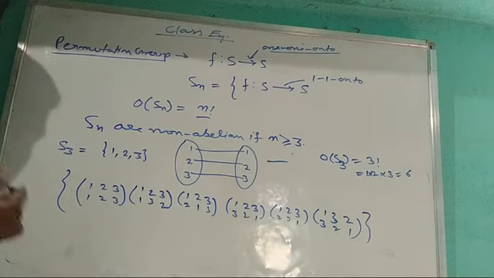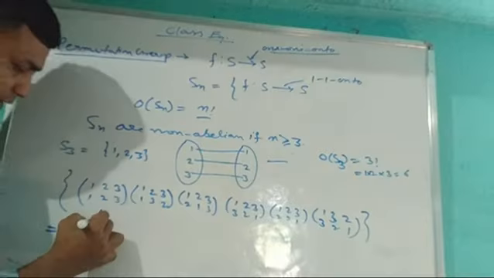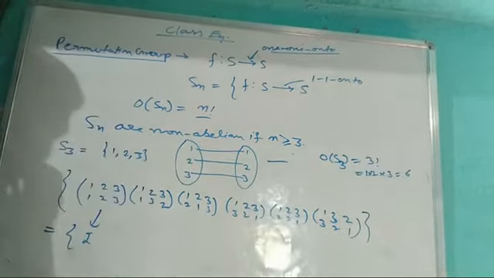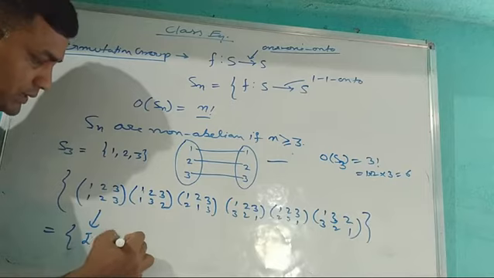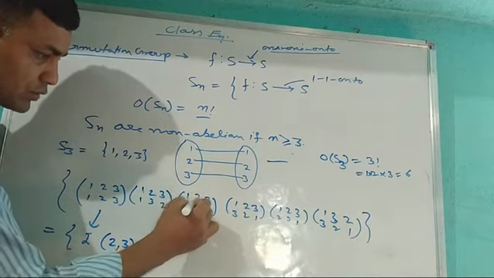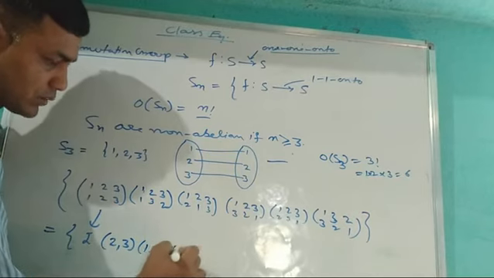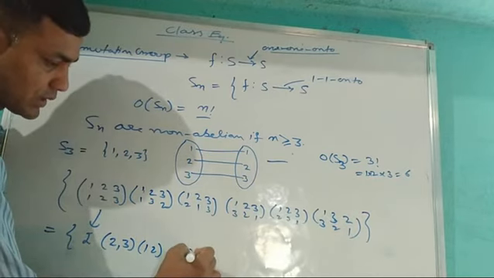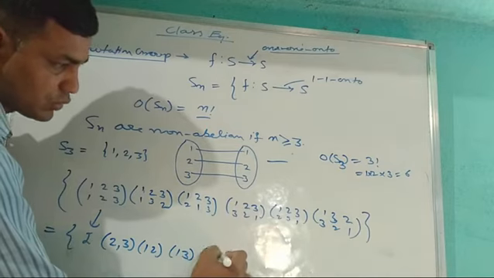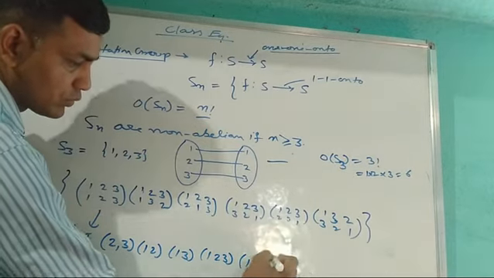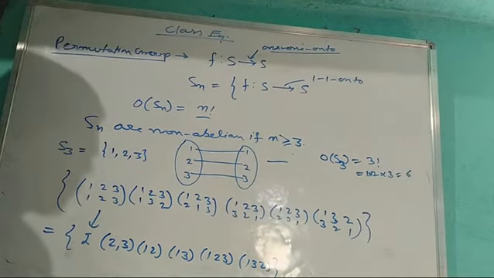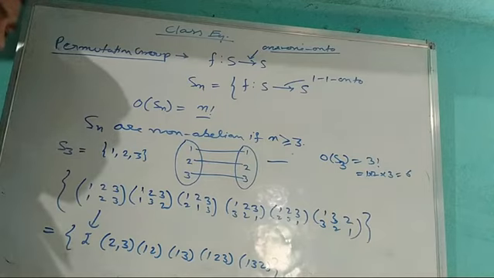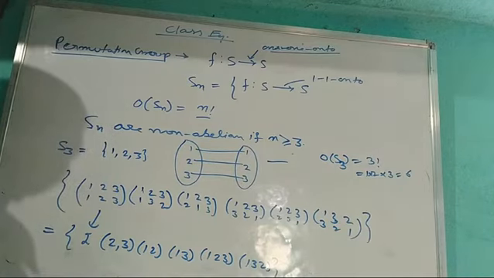Also we can write these elements like this: this is the identity element, and then (2 3), (1 2), (1 3), (1 2 3) and (1 3 2). Also we can write the permutation group like this. And the operation in the permutation group is always multiplication.